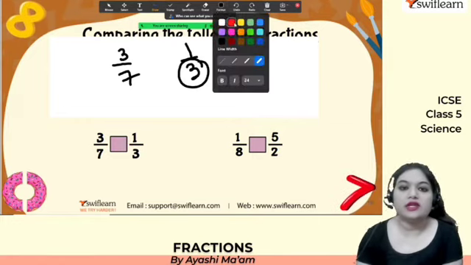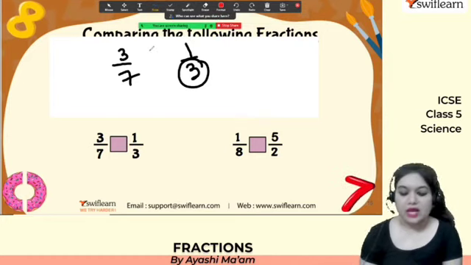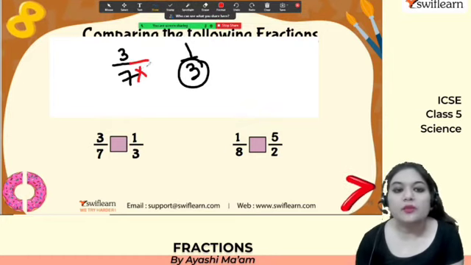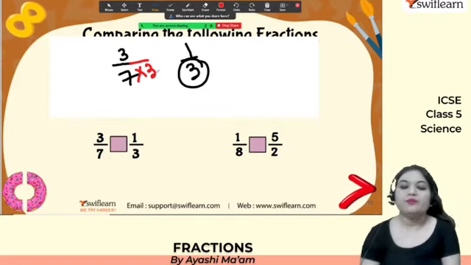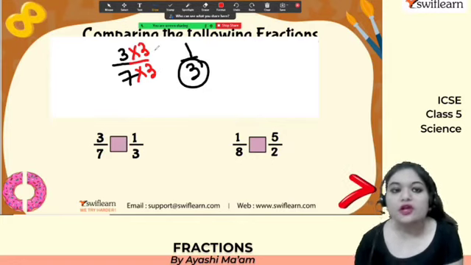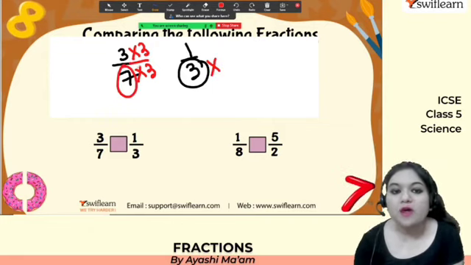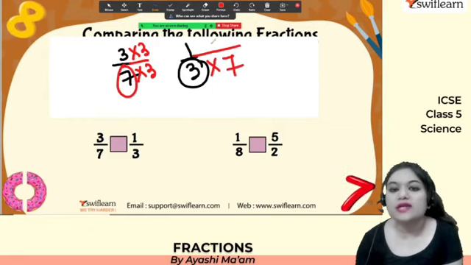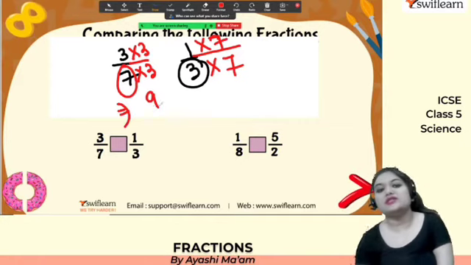Let me take a different color. Simply you multiply the denominator by 3. That's why we are multiplying the numerator also by 3. And in the second fraction, take this 7 from here and multiply the denominator by 7 and also the numerator by 7. So we are getting the two fractions as 9 by 21 and 7 by 21.